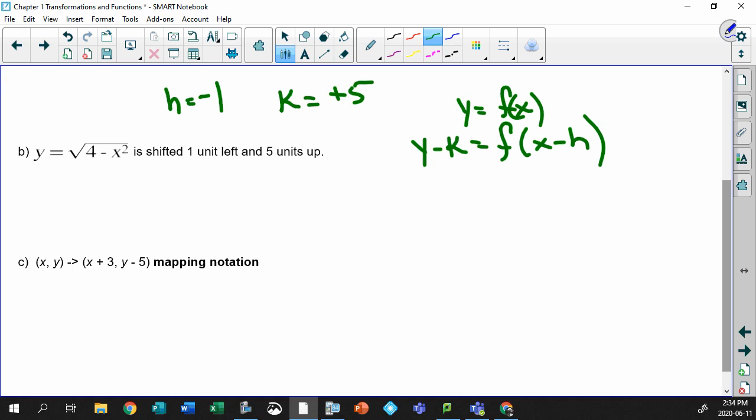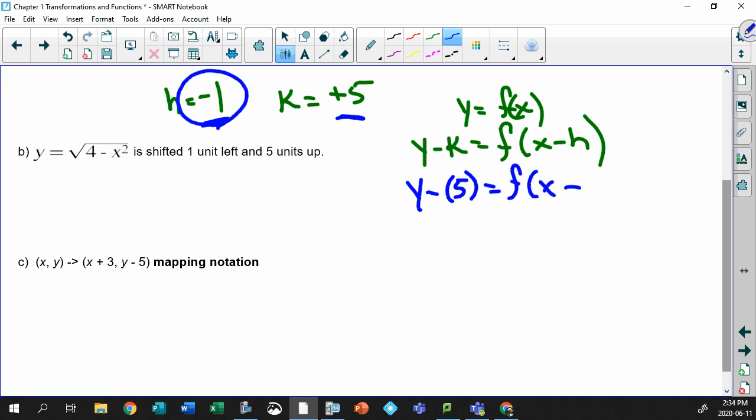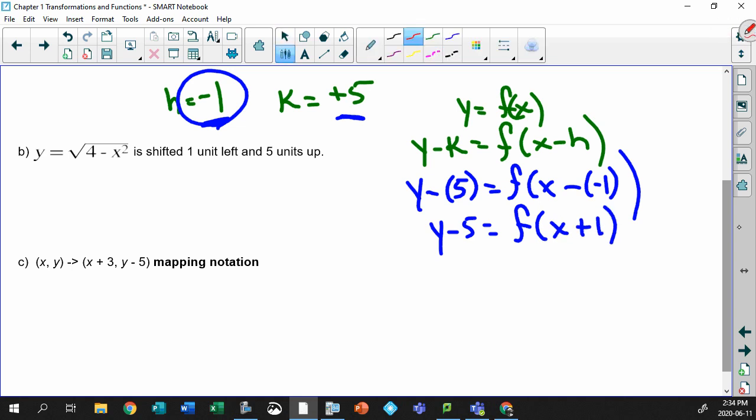Plug the values in. You've got the values right here. Just plug them in, right? So this becomes y minus, substitute in a 5, f of x minus, substitute in a minus 1. Okay, clean it up. Y minus 5, f of x plus 1. Look at the mapping. The mapping says, or I should say the replacement, the replacement says x becomes x plus 1. Y becomes y minus 5. Guess what? It's a replacement. Let's replace.